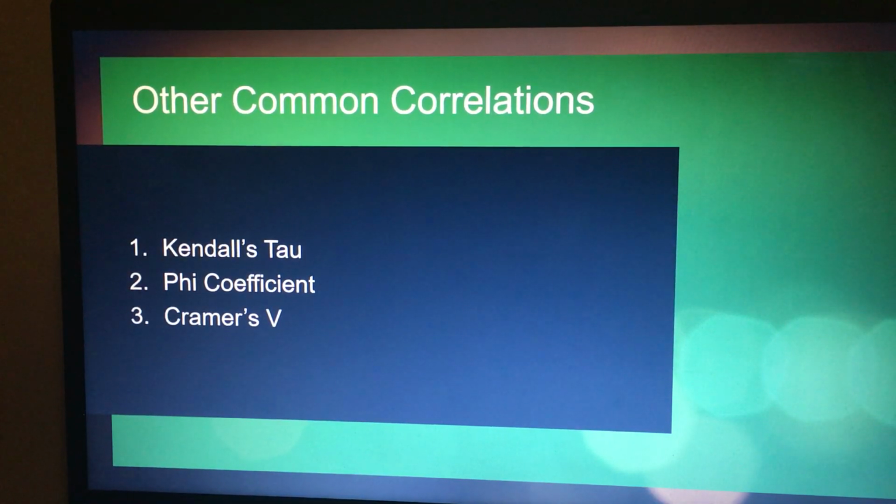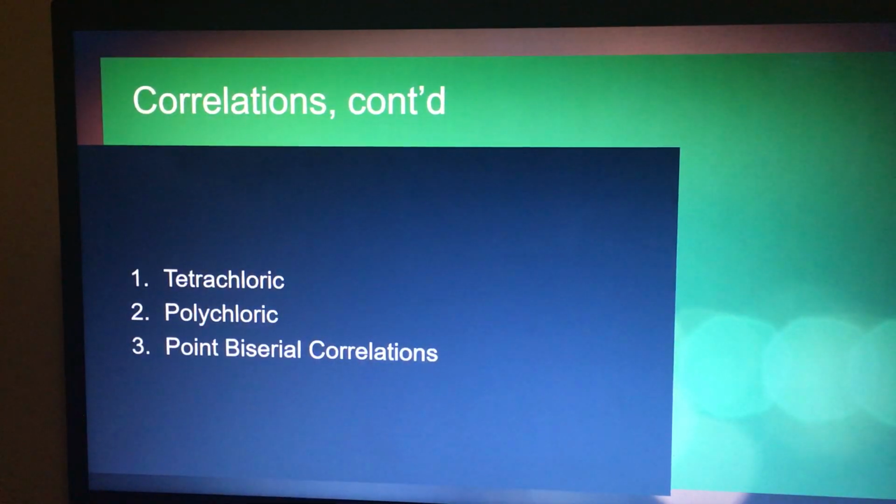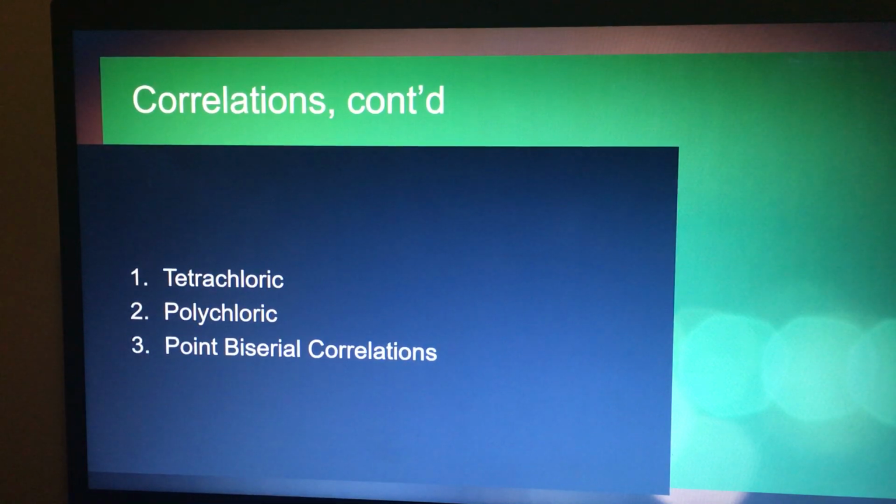This next section is on correlations as well. We're still on page 14 of 17, in section 10.4.3. The author says that when they were in graduate school, they learned about what they called tetrachoric, polychoric, and point biserial correlations.